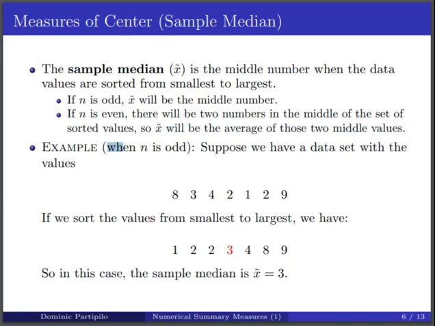So we're going to look at an example when n is odd. This is the easy case. Suppose we have a data set with these values right here. The first thing we need to do when we're looking for the median is sort the values from smallest to largest. And when we do that, we end up with this. What we're looking for is the middle number, and in this case, 3 is that middle number. So the median of this data set is 3.